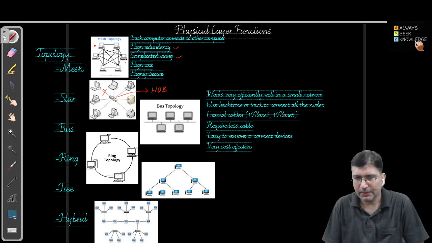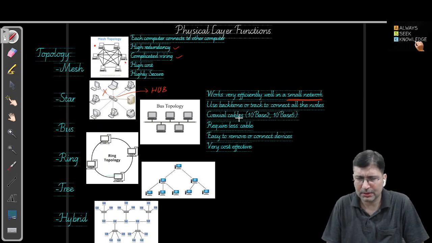Okay. Then bus topology. The bus topology is cheap as compared to the mesh topology. In terms of security, it provides less security as compared to the mesh topology. In this, one channel or one line will be used as a backbone. Okay, it works very well in small networks. So I have written here small networks. So bus topology works well in small networks.